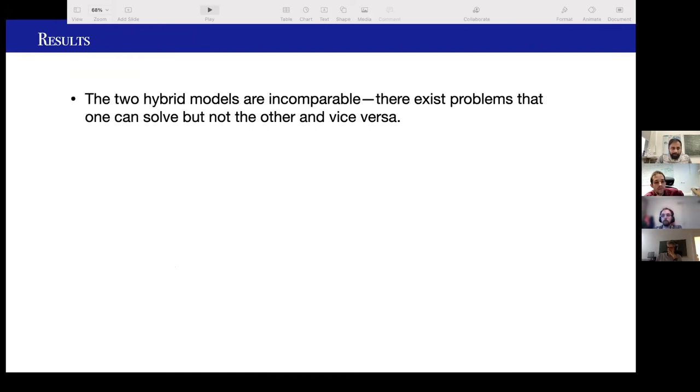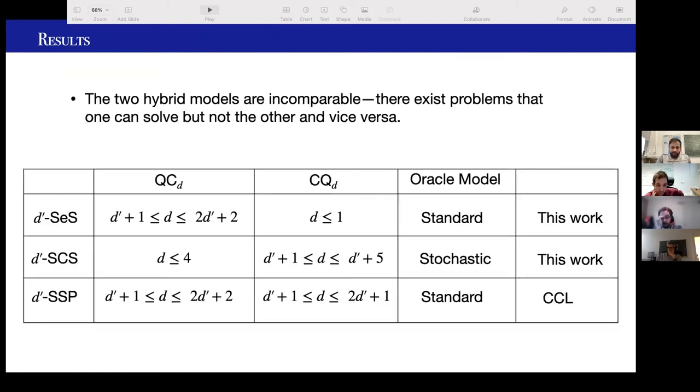But what we were able to prove is that these two hybrid models are incomparable. There is no relation between them. There are problems which one can solve but not the other, and vice versa. And here are the results, which might need a little explanation of what they mean. This first column is problems. This is called the d-prime serial Simon's problem. This is called the d-prime Sufficient collision-to-Simon's problem, and this is the Sufficient Simon problem. I will introduce these two because these are our work.